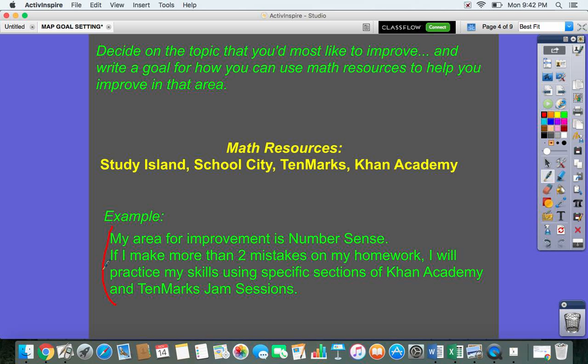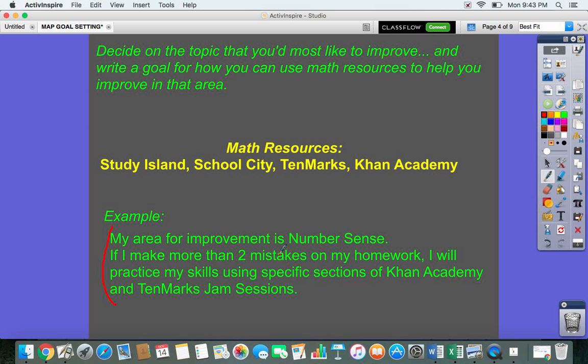So I wrote, if I make more than 2 mistakes on my homework, I will practice my skills using specific sections of Khan Academy and 10 Marks Jam sessions. Those 2 resources are probably our best resources, especially for math. But how do you know that you need help?